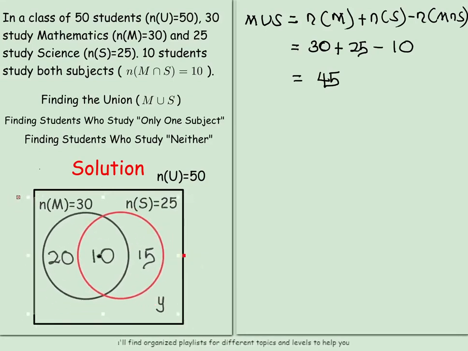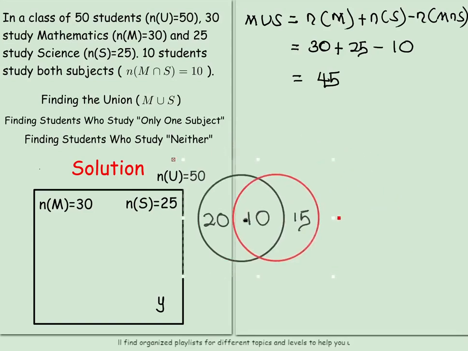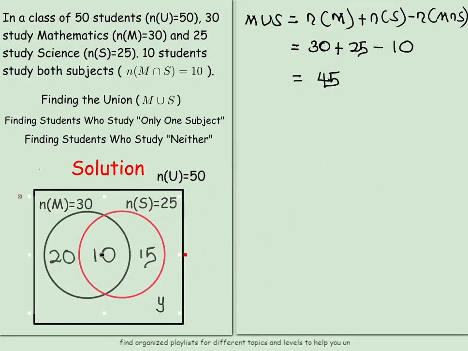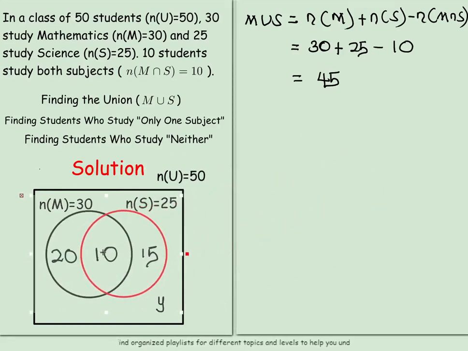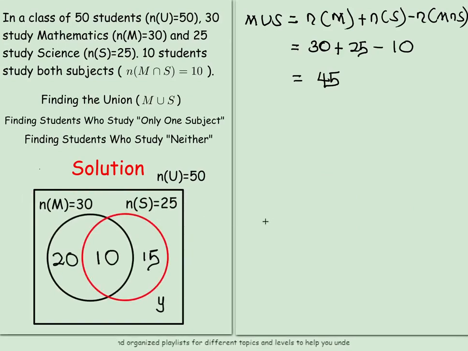So if you take this whole circle, that is the union of M and S. You see, if we add the elements in this circle, it will also give us the same answer. One thing is, as you continue to solve, you'd always come out with easy ways and formulas. You can always get your answer. So 20 plus 10 plus 4 plus 15 would also give us 45.